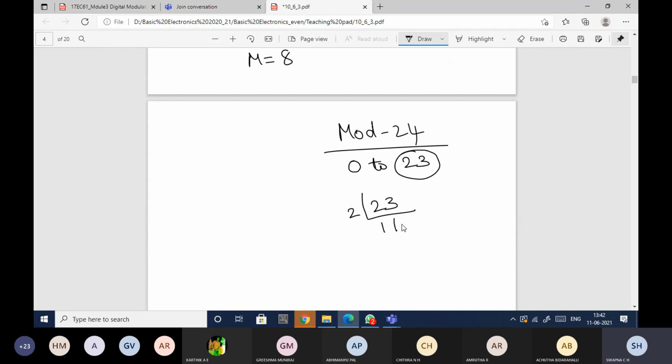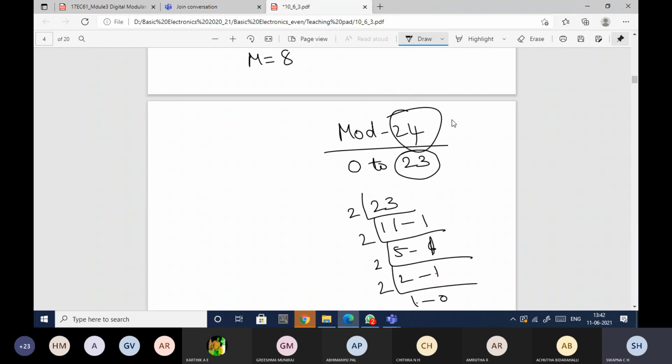2 ones are 2, 1 is left out. 2 fives are 10, 1 is left out. 2 twos are 4, again 1 is left out. 2 ones are 2, 0. So 1, 2, 3, 4, 5. 5 bits are required to implement this mod 24 counter. 5 bits in the sense I need 5 flip-flops. Hope this is clear to all of you. Yes, ma'am.